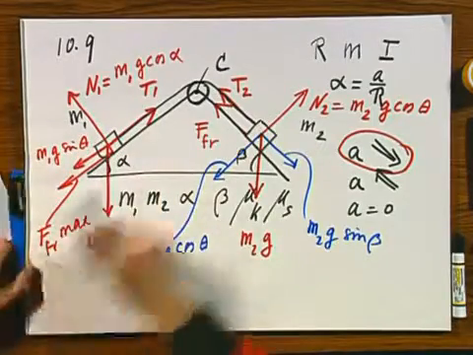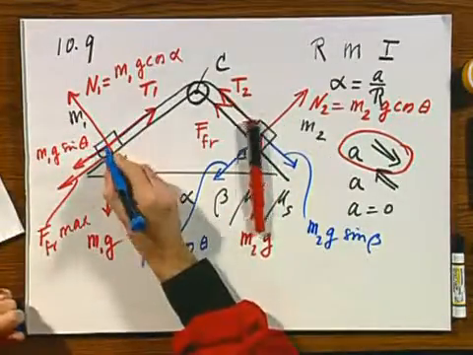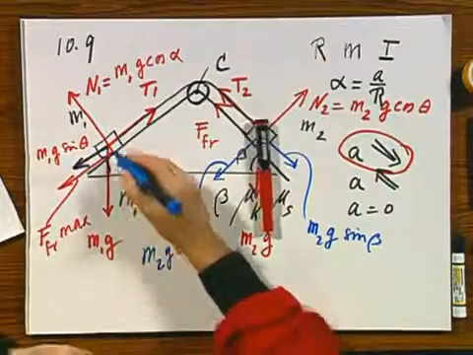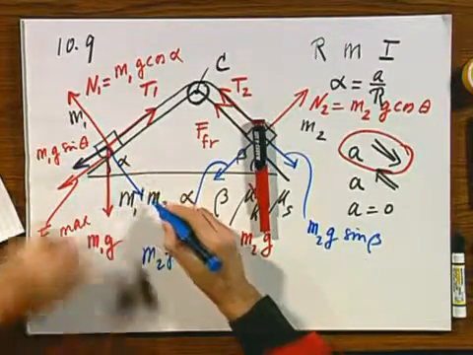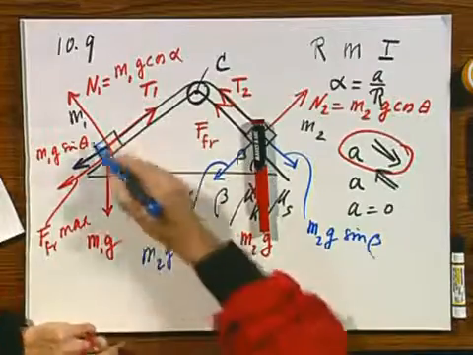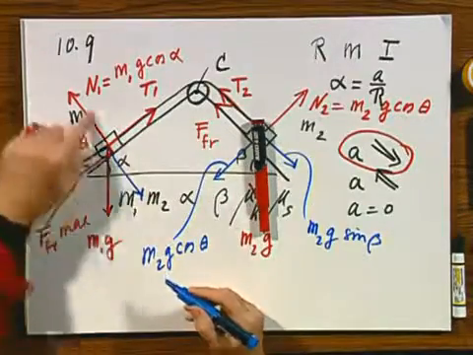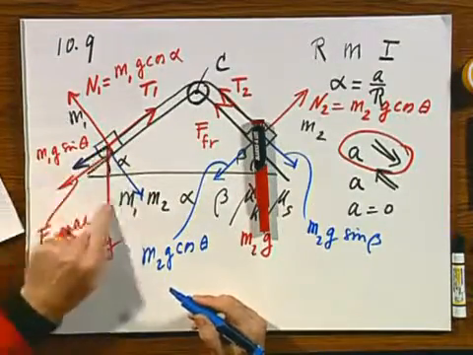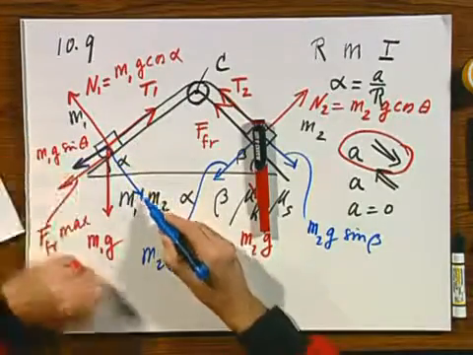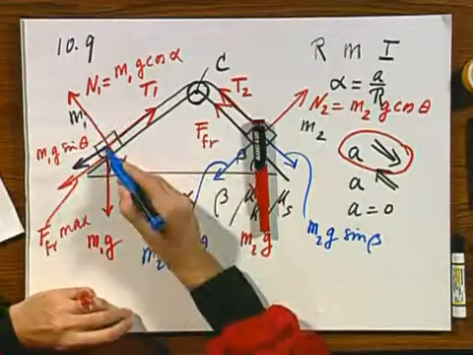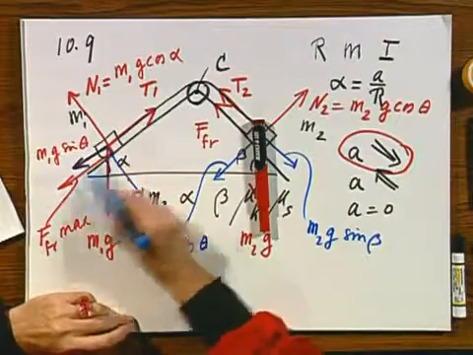I actually should have put this one in blue because it is a component of the real gravity. So only the red forces are the ones that are acting upon it, but this one can be replaced by these two. But since this one eats up this one, we're only dealing with this one, and this one.